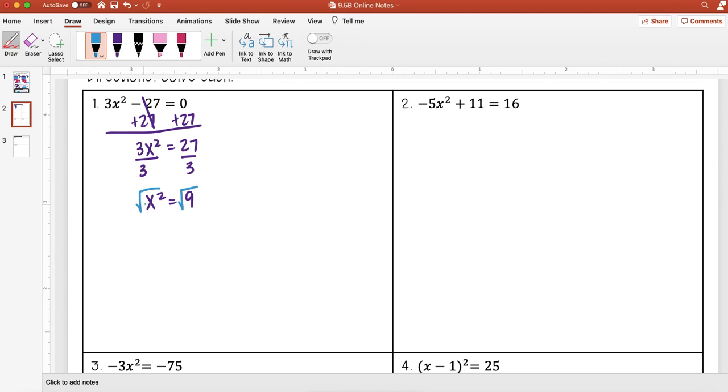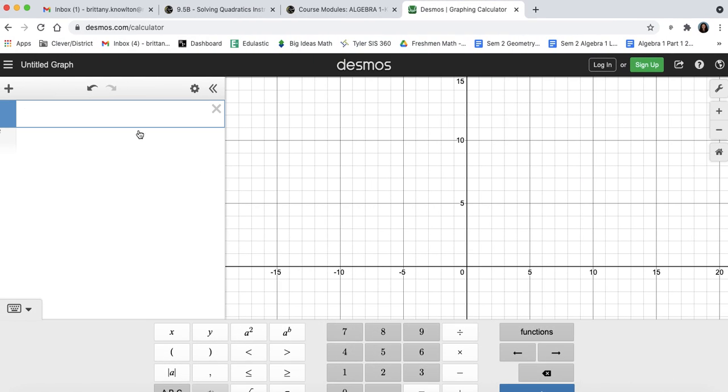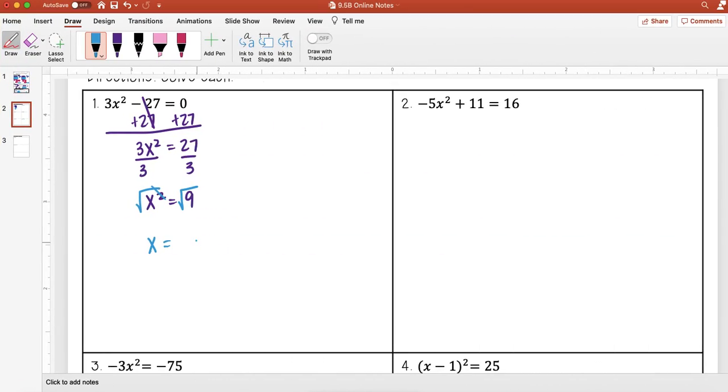So when I take the square root of x squared, I end up with just x. So those end up canceling each other out. And then I want to take the square root of 9, and you can do that on Desmos. If you go to this keypad, there is a square root button right here. And I see that the square root of 9 is 3. But just like I talked about in the last video, I really have positive and negative 3 that are my solutions.